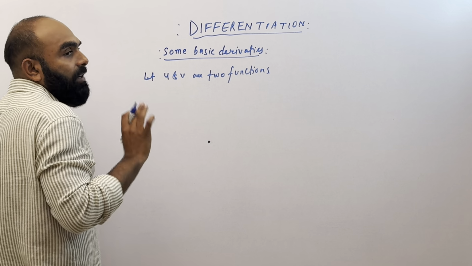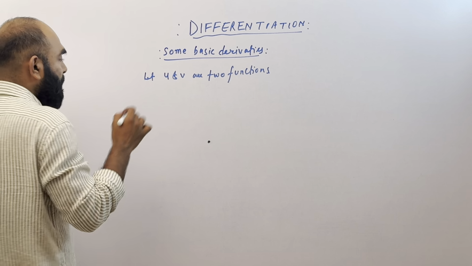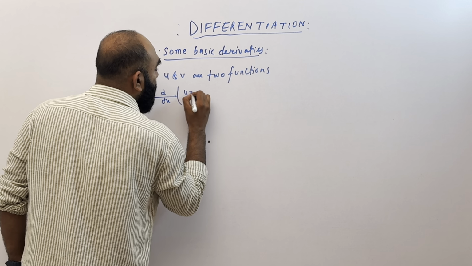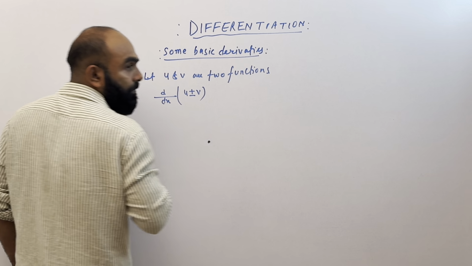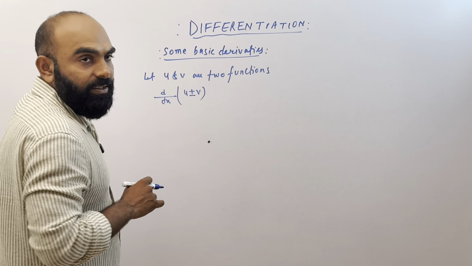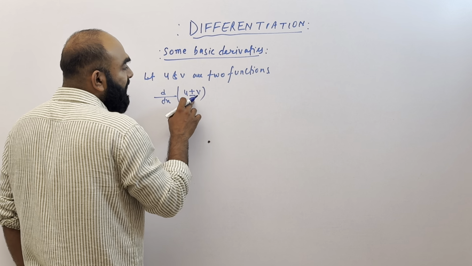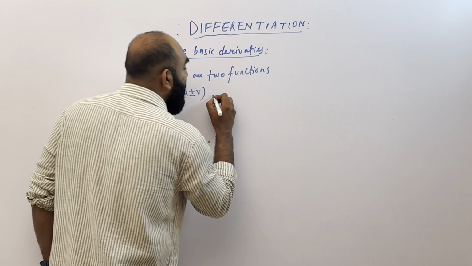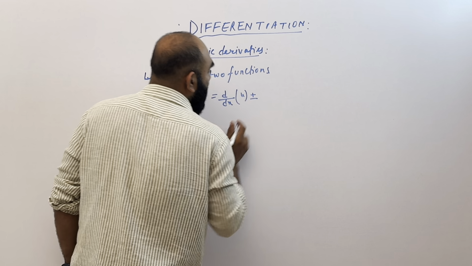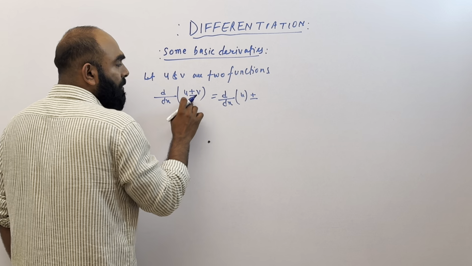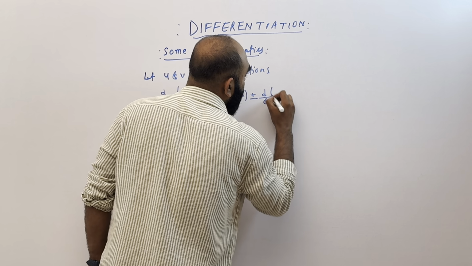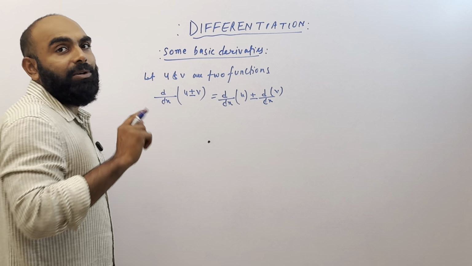Let u and v be two functions. If I am differentiating d by dx of u plus or minus v, this differentiation can be distributed over the plus and minus. So d by dx of u, if it is plus here, you will write plus; if it is minus here, you will write minus d by dx of v. I will do that one separately.